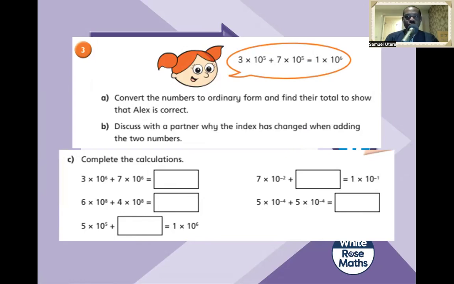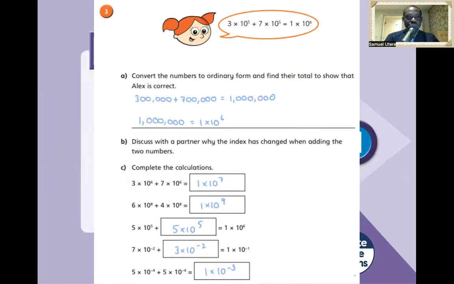All right. Assuming you've paused the video and you've answered the questions, here are the answers. You're asked to convert the numbers to ordinary form and find their total to show that Alex is correct. You just needed to convert it to ordinary numbers, add them, and then write your answer back in standard form. Next, B, discuss with your partner why the index has changed from adding the two numbers.